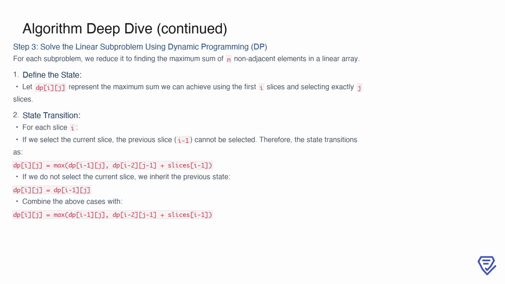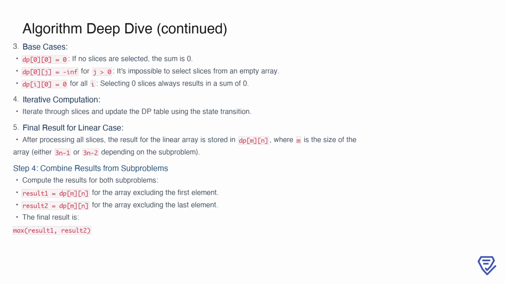To implement the dynamic programming solution, we start by defining the base cases. If no slices are selected, the sum is 0, so dp[0][0] equals 0. If we attempt to select more slices than available, the result is impossible, which we handle by setting dp[0][j] equals negative infinity for j greater than 0. Additionally, if we opt to select 0 slices, the sum remains 0 for all i, so dp[i][0] equals 0. Once the base cases are established, we iteratively compute the dp table using the state transitions.